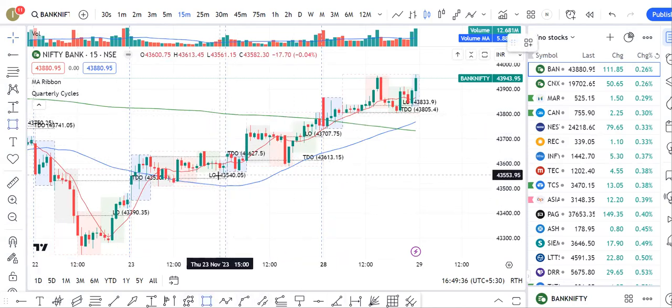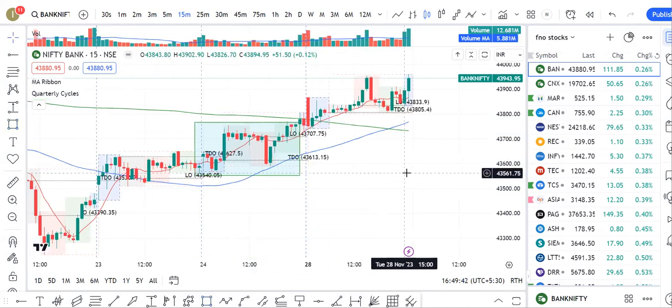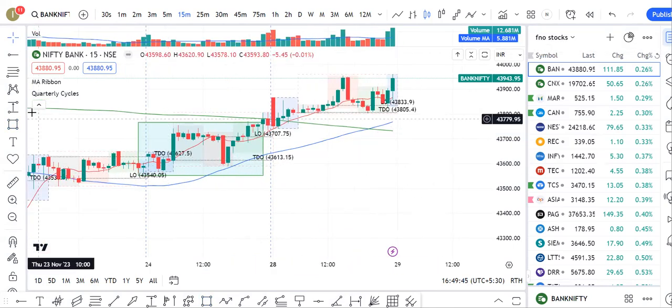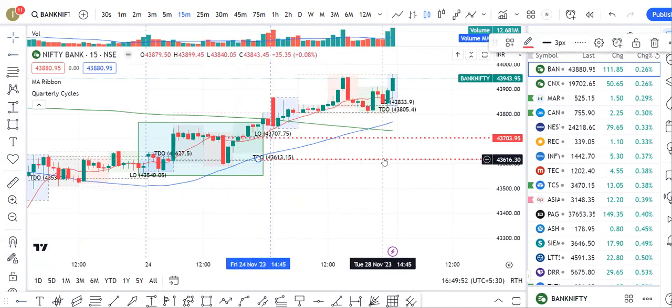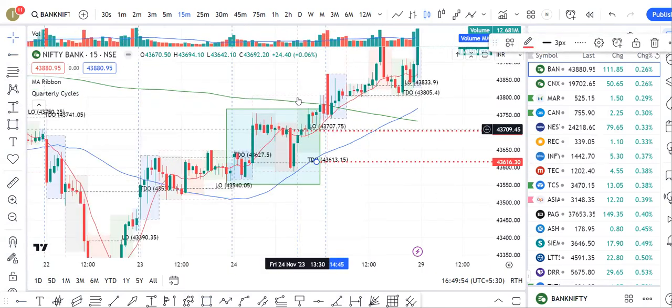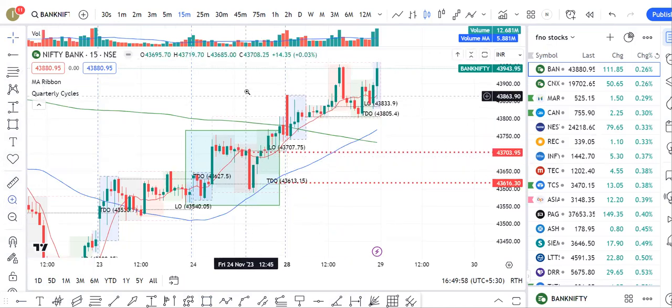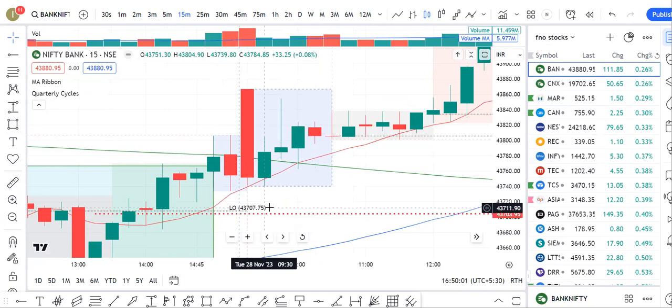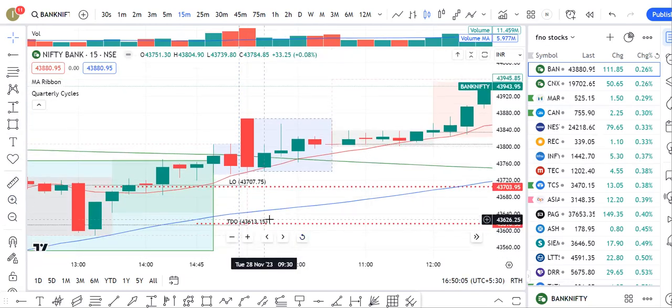Let me mark from here to here. So the true daily opening of the previous day was the guideline for us, and it was the low. See, even though price opened above this and started coming down, it could not touch. Can you see over here? It could not touch the low of 43,707.